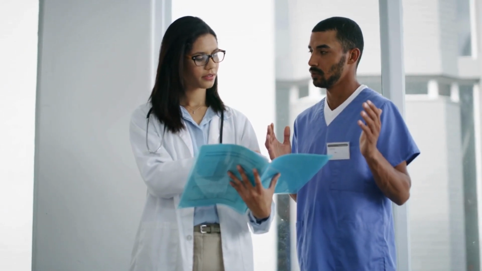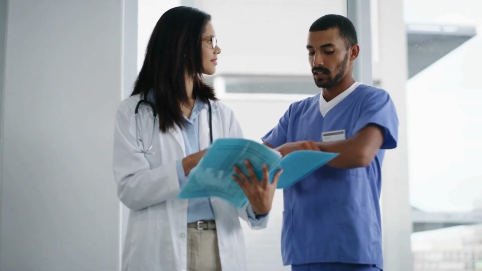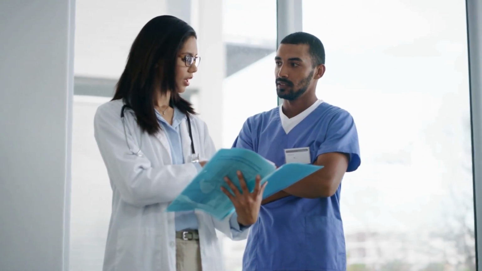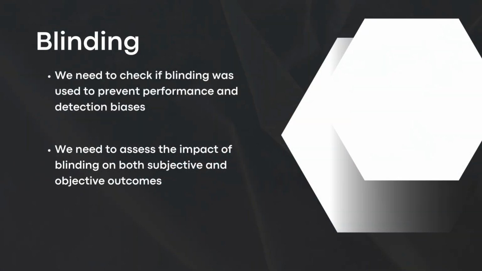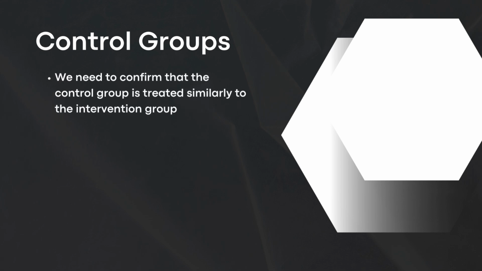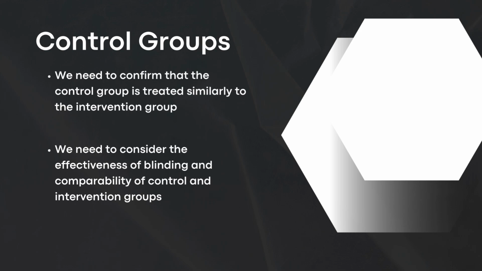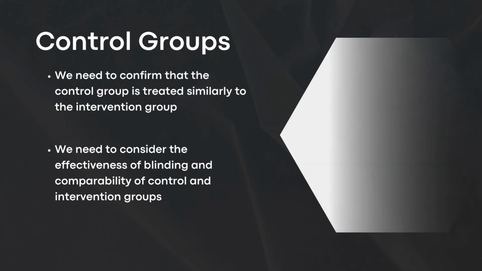And if we are doing the critical appraisal of the publication or the research findings, we need to focus on this. This is one of the most important areas that can evaluate the credibility of the research conducted. When it comes to control groups, we need to confirm the use of control group treated similarly to the intervention group, and to consider the effectiveness of blinding and comparability of controlled and intervention groups.